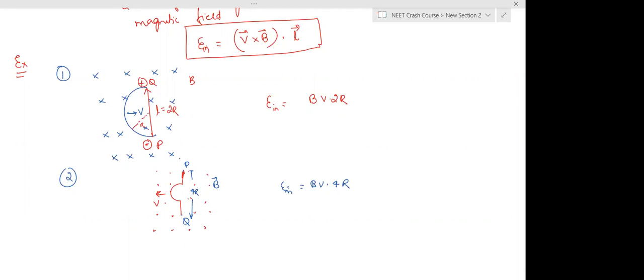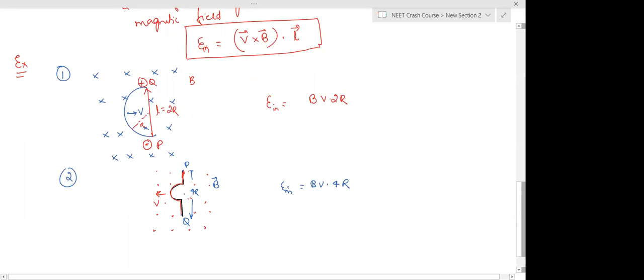Yeah, use the right hand rule. Bharat, out of P and Q, which one is the higher potential in the second diagram? In the second diagram, P is at the higher potential.